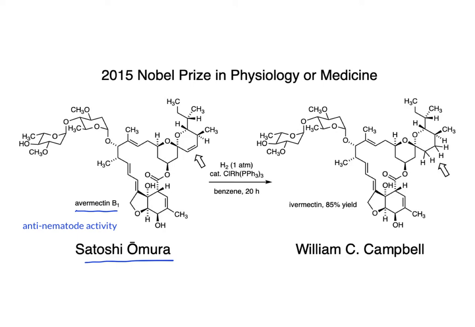Upon hydrogenating one of the alkenes to ivermectin, this is a much more potent compound against worms, especially the worms responsible for river blindness, afflicting millions of people. And this discovery was made by a group at Merck Research Laboratories at Merck Pharmaceutical Company, headed by William Campbell. These two men shared half of the Nobel Prize in 2015, which was shared with Tu Youyou, who is responsible for discovering an anti-malarial drug.